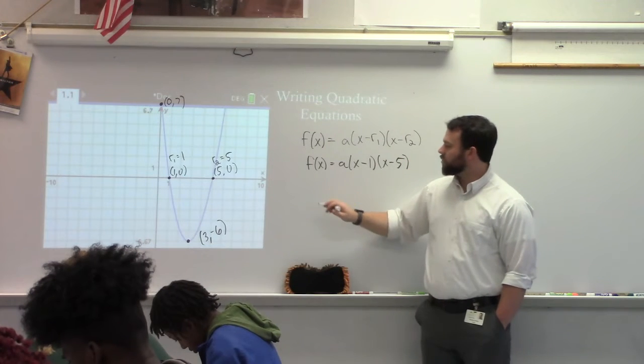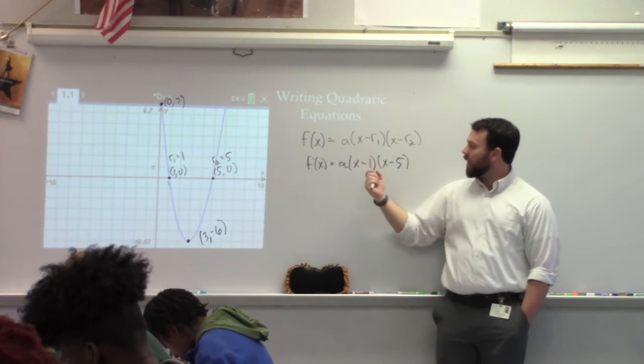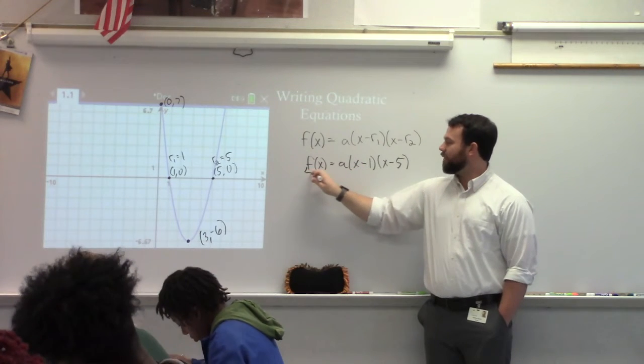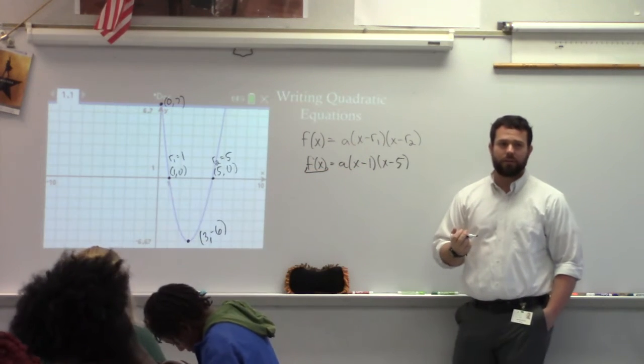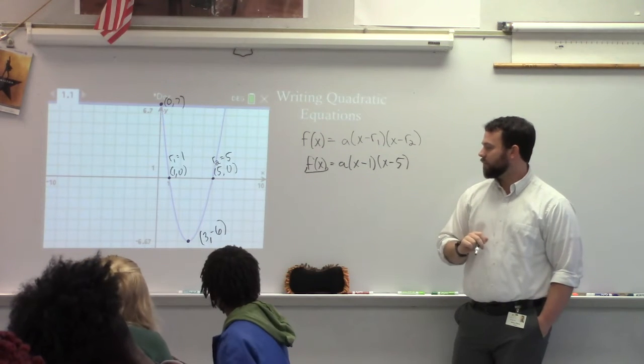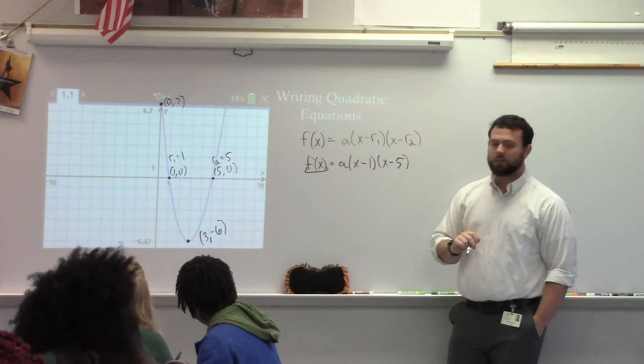But I probably would have gone straight to this step. At this point, I need an X and I need a Y. Remember, f of X is just the output, that's my Y value. So what X and Y do I already have on the graph? The vertex, 3 and -6.